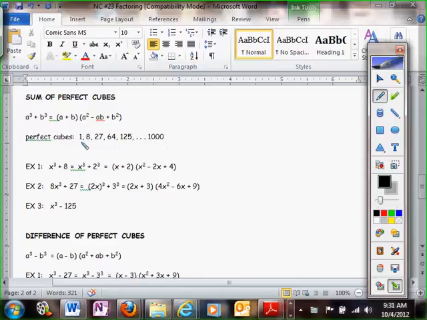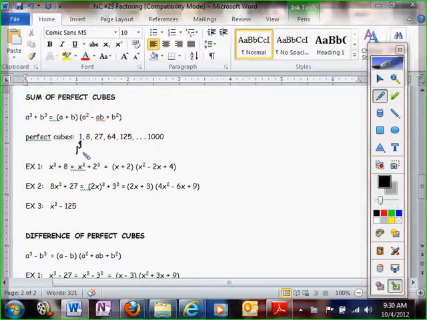But the reason it's called a perfect cube is because it's one number that you can multiply together 3 times and get that number. 1 times 1 times 1 is 1. So 1 cubed is 1. 2 cubed is 8. 3 cubed is 27. 4 cubed is 64, and so on. So when I multiply 4 times 4 times 4, I get 64. So these are some of my perfect cubes. You're going to need to be able to recognize those when we're actually solving and factoring here.